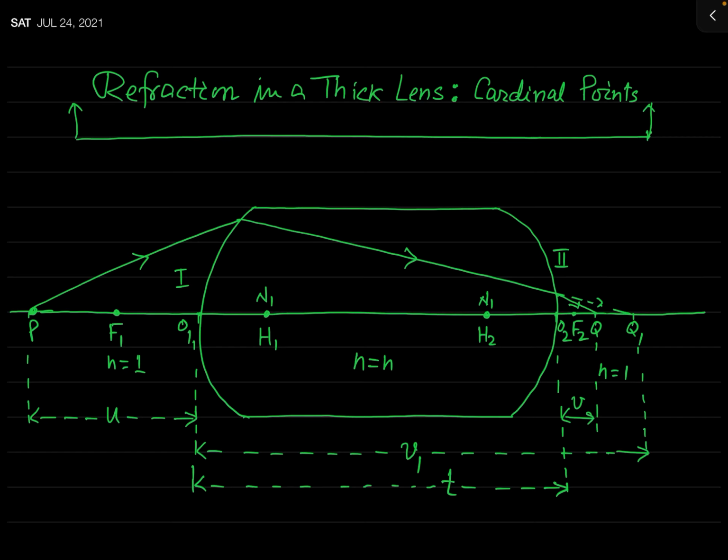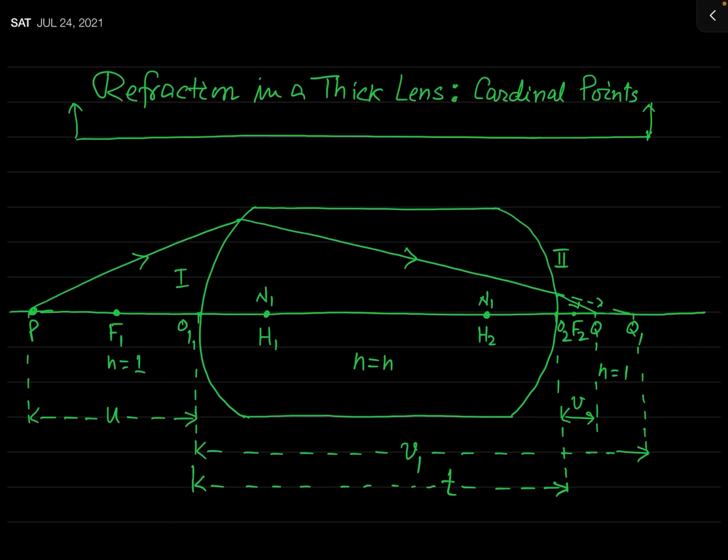First of all, we will find the cardinal points of a thick lens, and after that you will get the expression for the thick lens formula, that is, for the focal length of the thick lens. So for this, let us see this figure. I have shown a thick lens in this figure.